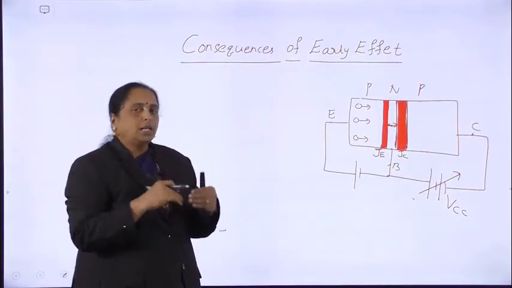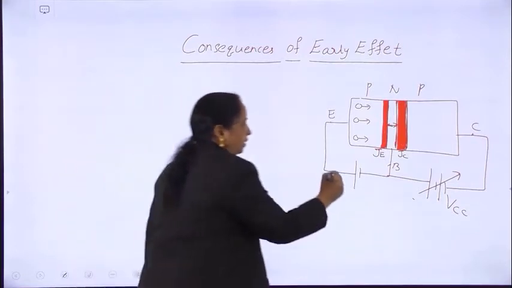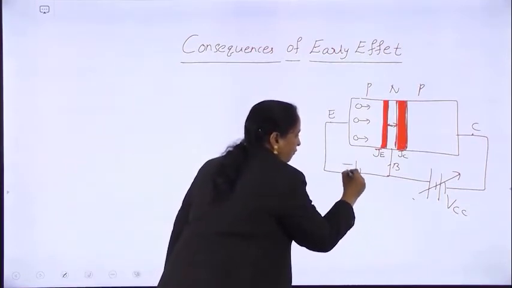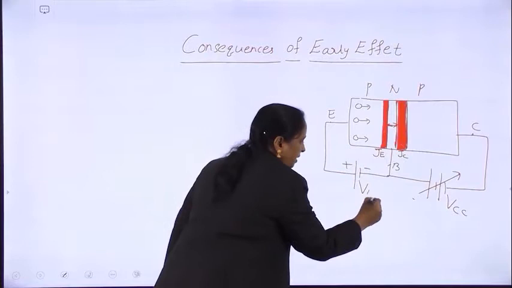Okay, then what are the consequences? So this is the emitter junction forward bias condition. This is VEE.